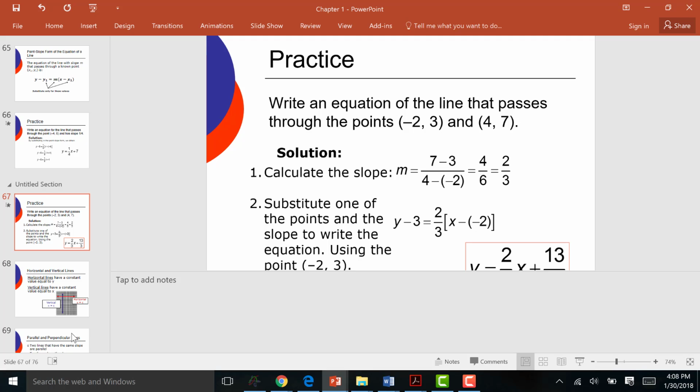Over here, they gave you 2 points. You had to go find the slope. You calculate the slope yourself. And you ended up having a fraction and a whole number that you had to find the least common denominator for and do some extra math on the side. You're going to have both of these types of problems in homework. Okay?